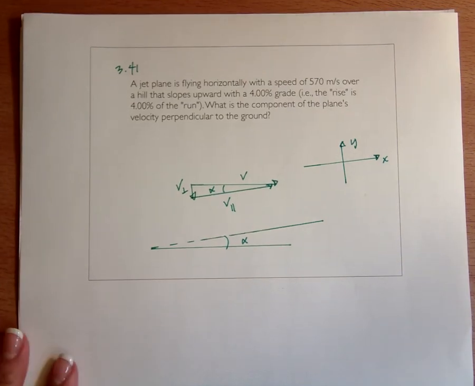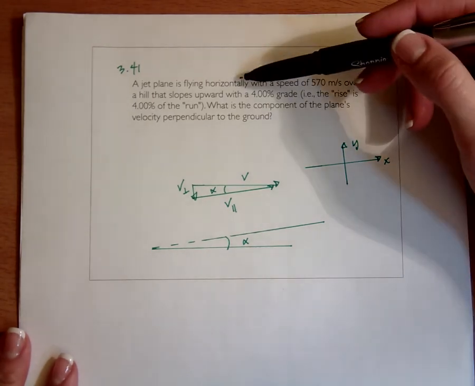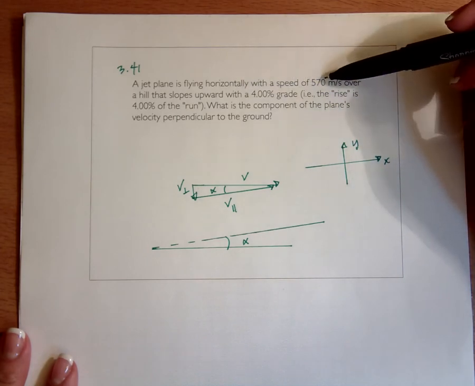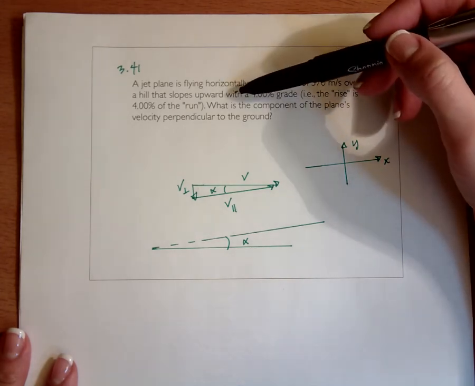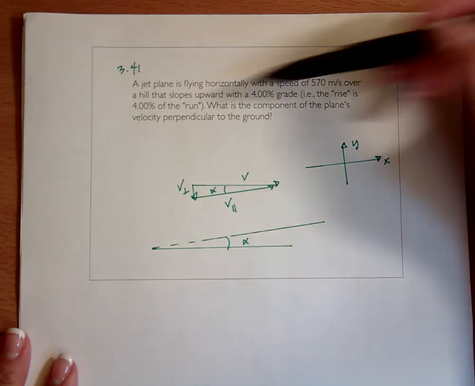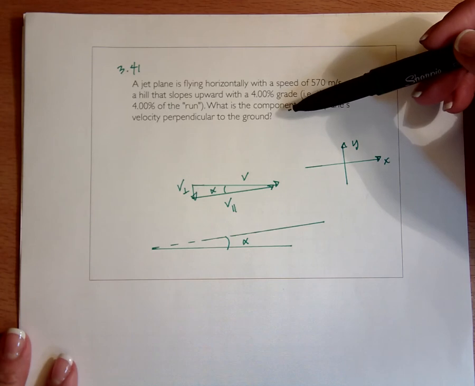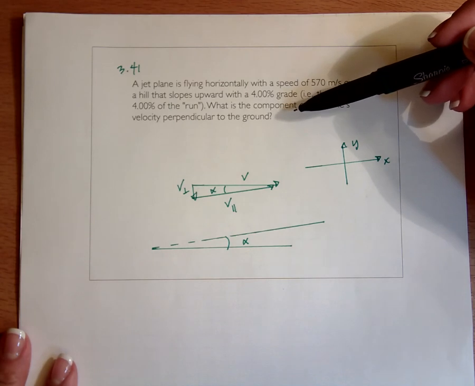So this is Mastering Physics, Chapter 3, number 41. And the problem is, a jet plane is flying horizontally with a speed of 570 meters per second over a hill that slopes upward with a 4% grade. This means the rise is 4% of the run. What is the component of the plane's velocity perpendicular to the ground?